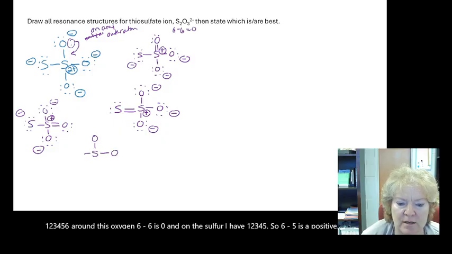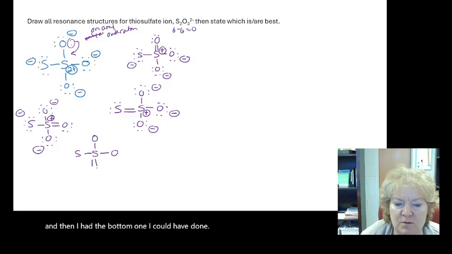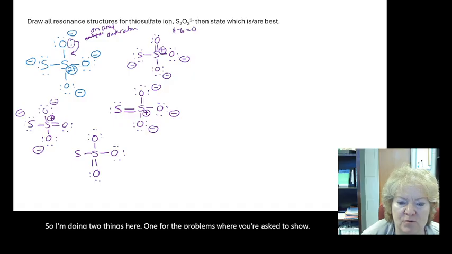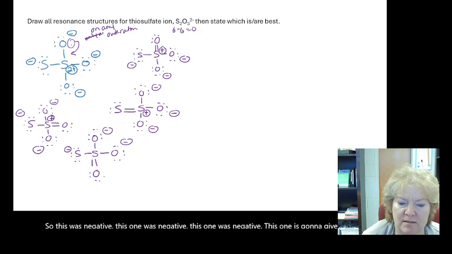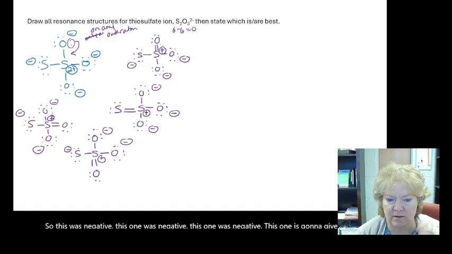So I'm doing 2 things here. One, for the problems where you're asked to show all the resonance structures, what's changing is where I'm making the double bond. So this was negative, this one was negative, this one was negative, this one is going to give me 0. 6 minus 1, 2, 3, 4, 5, 6, that's 0, and this is going to be positive. 6 minus 1, 2, 3, 4, 5.